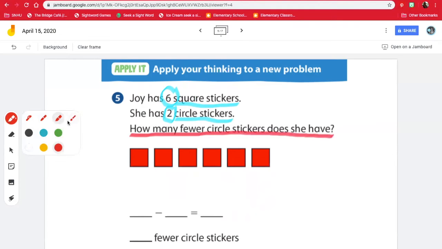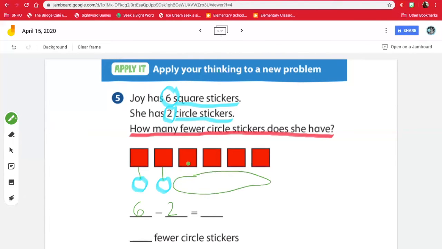So let's draw our picture. We have 1, 2, 3, 4, 5, 6 square stickers. Let's draw blue circle stickers. So 1, 2. So we know in the problem we need to do 6 take away 2 to find out how many fewer she has. So let's match our stickers. We have 1 and 2. How many should be here? Well, we can look at the squares. So 1, 2, 3, 4.